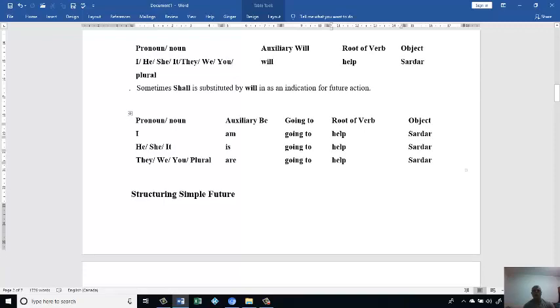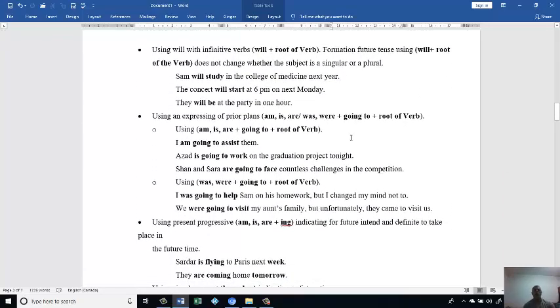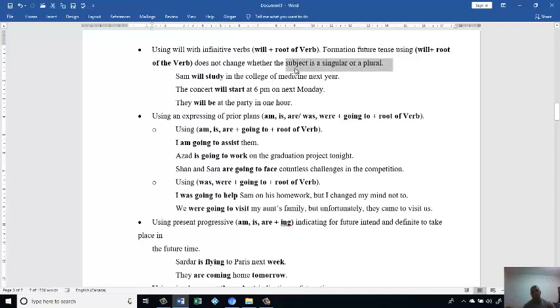How do we structure simple future? Number one, using will with an infinitive verb. Sometimes we say will plus the root of the verb. In forming the future tense using will plus the root of the verb, it does not change whether the subject is singular or plural. Here it is very important to realize that if the subject is singular or plural, the same will be will and then the root of the verb.